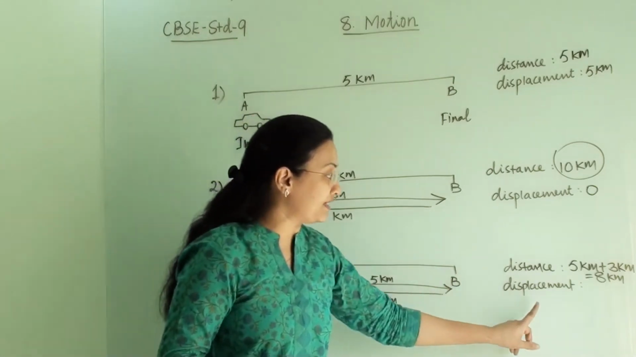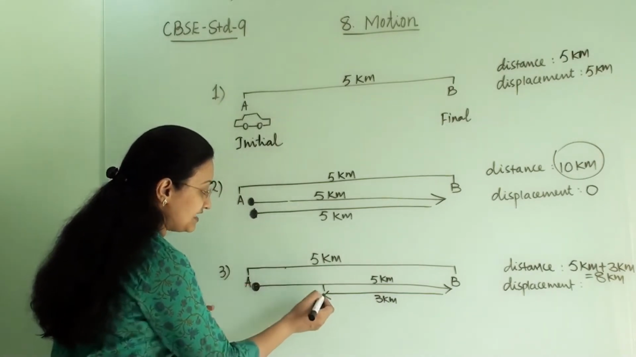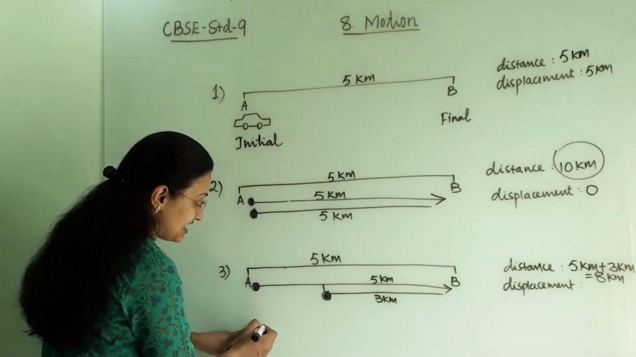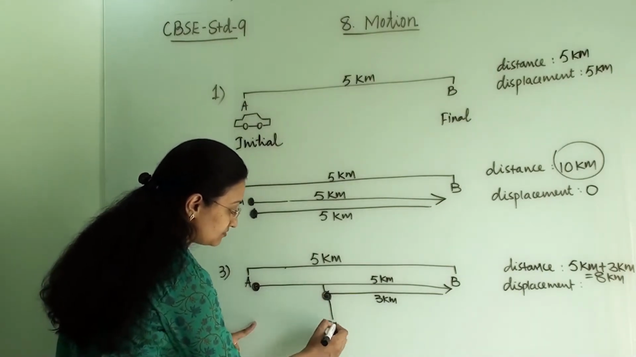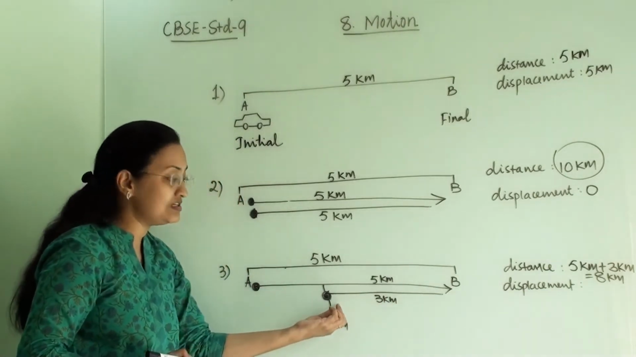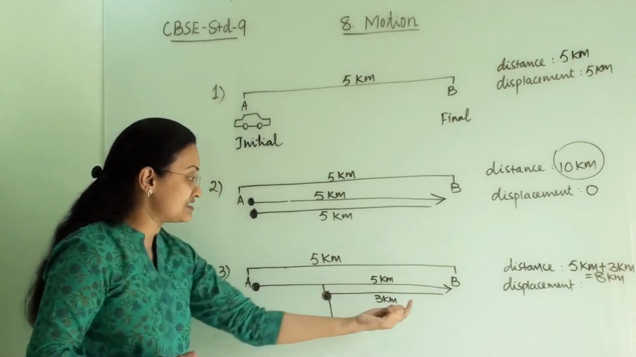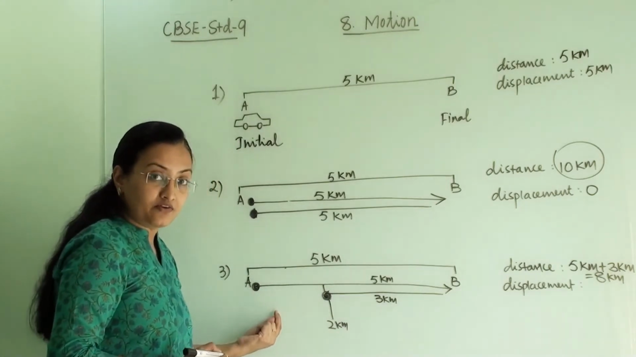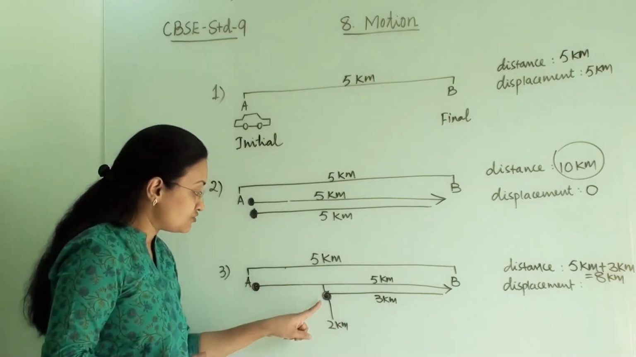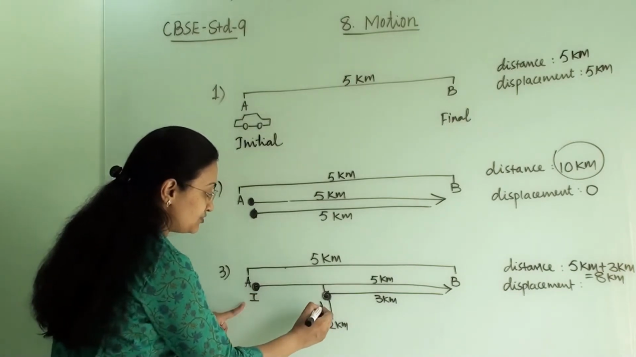Now when we are talking about displacement, this is the initial position and this is the final position. So from where it has started, here it is 2 kilometers, because it has come back 3 kilometers. When we subtract the coming back travelled, 5 minus 3, it is 2 kilometers. So its initial position is here and its final position is here.